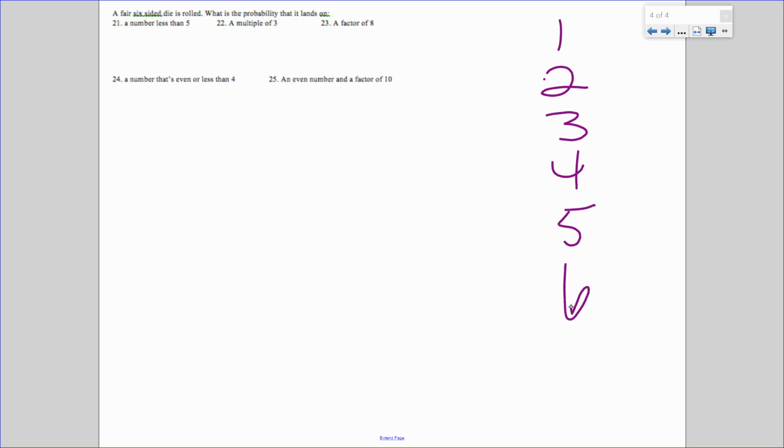If you've ever played a board game like Monopoly, I don't know if people still play Monopoly in the 21st century, but that's how a die works.